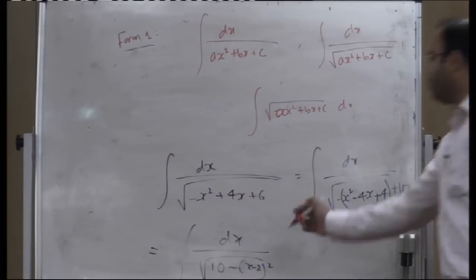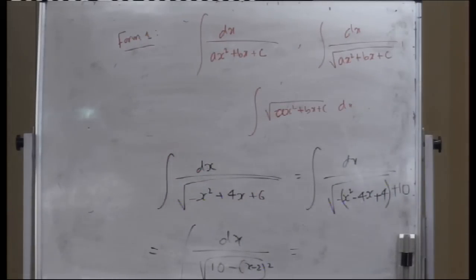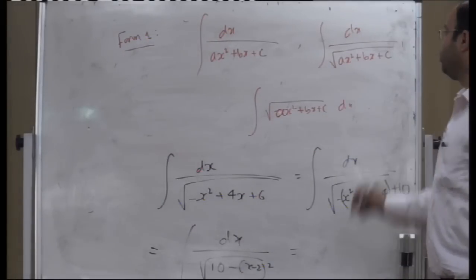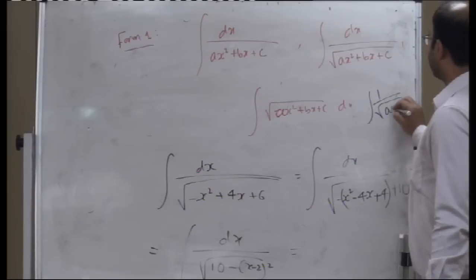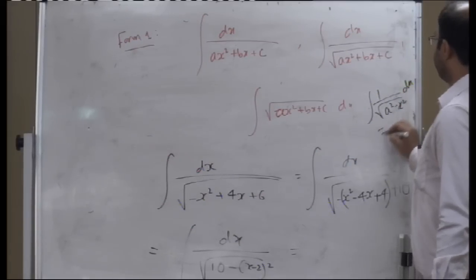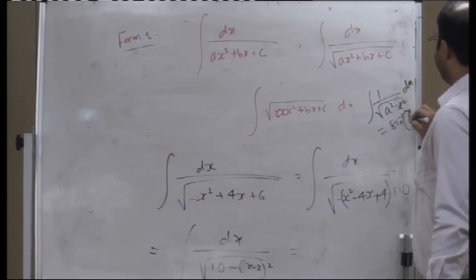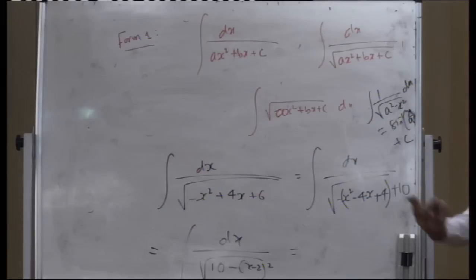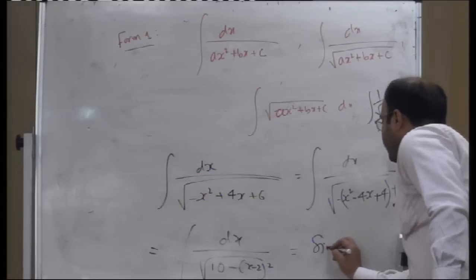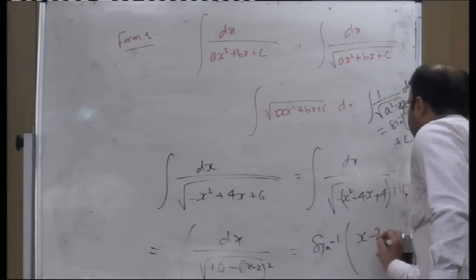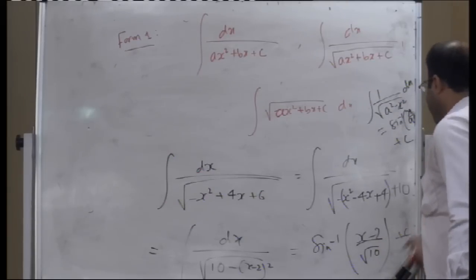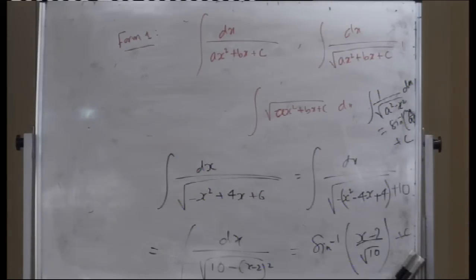Now this is the formula for sine inverse x by a plus c, because this is a linear extension. You know integral of 1 by root over a square minus x square dx equals sine inverse of x by a plus c, and here instead of x it is given as x minus 2, which is actually a linear extension. A is root 10 and b is minus 2. So you will write it as sine inverse of x minus 2 upon root over 10 plus c.